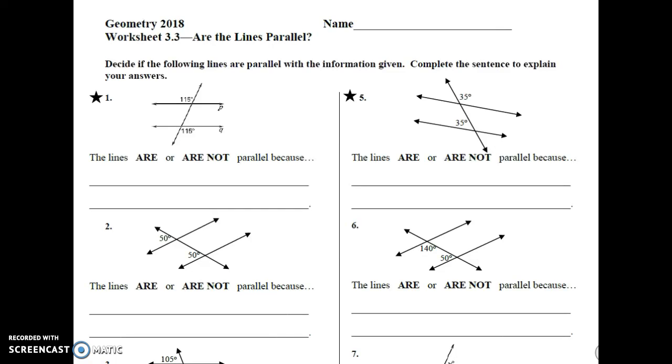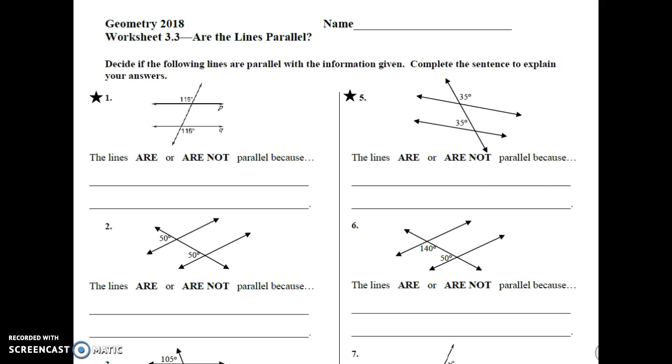All right, we're going to work on worksheet 3.3 and we're going to decide if the lines are parallel. Don't be deceived by the diagrams. They are intended to not show you the answer, so we have to go by the numbers, not by the picture that you see. And we will be filling in a sentence, not doing many calculations. So question number 1, we need to decide if the following lines are parallel with the information given. Complete the sentence to explain your answer.